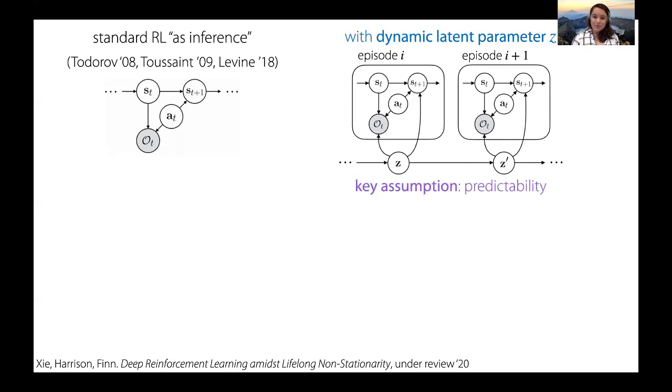Now, a key assumption that we're making here that is going to allow us to do well in this setting is predictability. Essentially, the ability to predict what the next z prime is given our previous experience and our previous estimate of z.